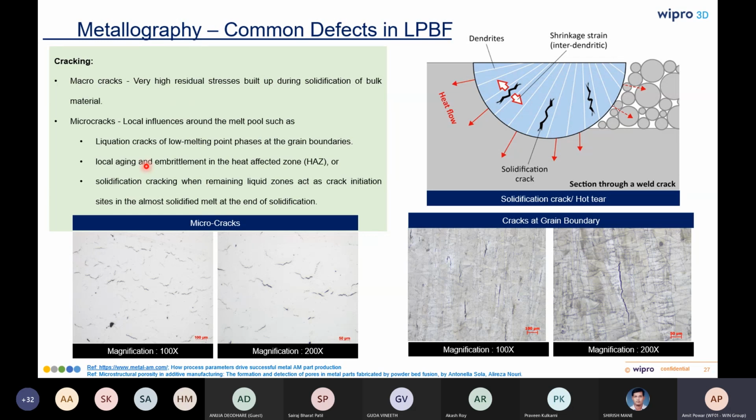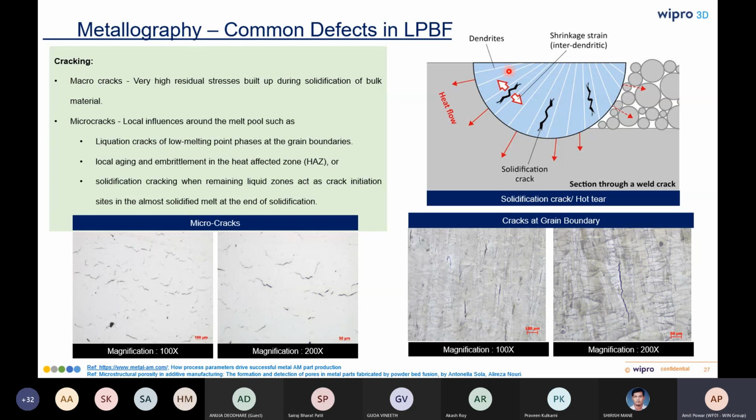And then micro cracks can be seen only through optical microscopy or scanning electron microscopy, and this is because of the liquefaction cracks of low melting point phases at the grain boundaries, or local aging or embrittlement in the heat affected zones, or maybe solidification cracking.